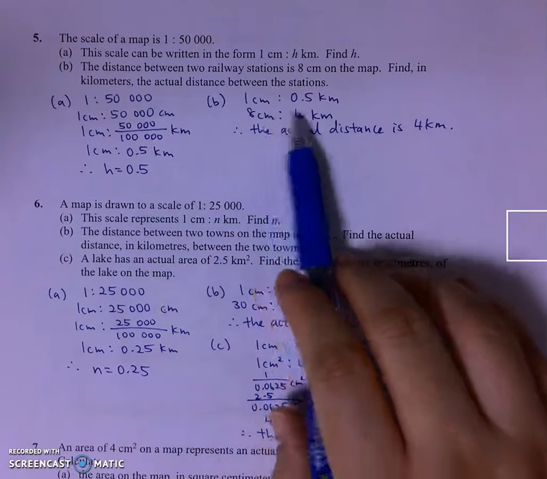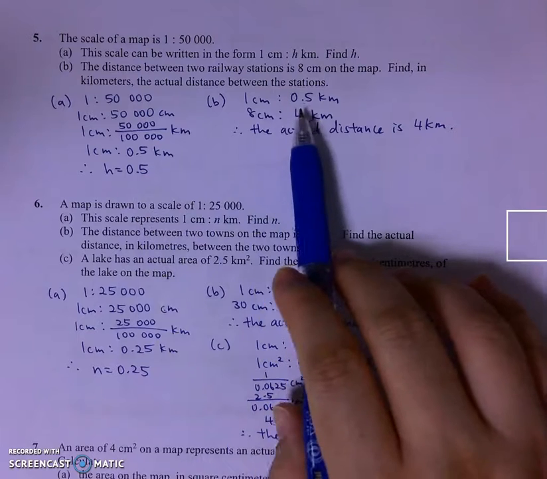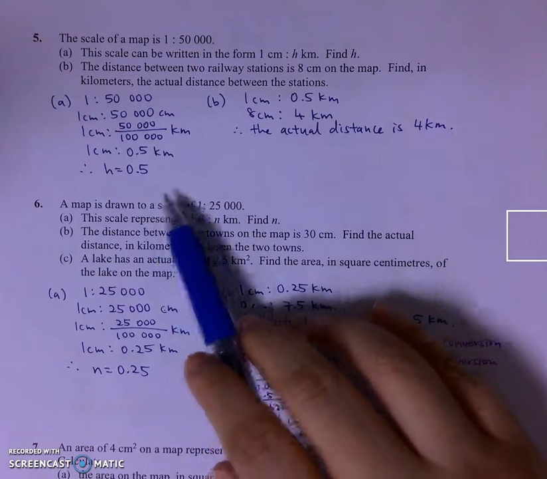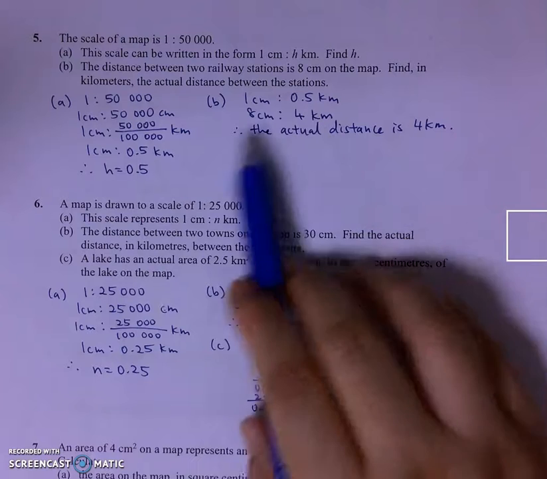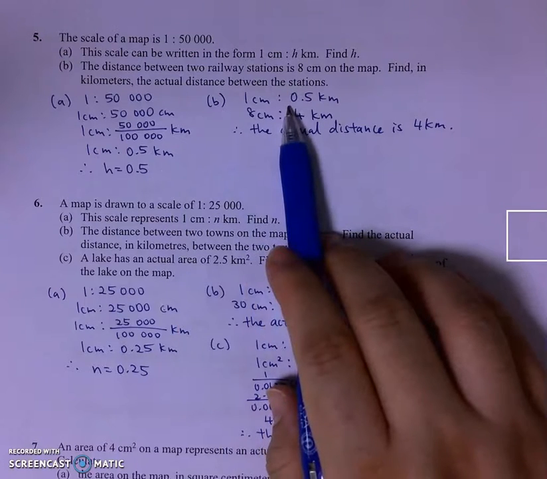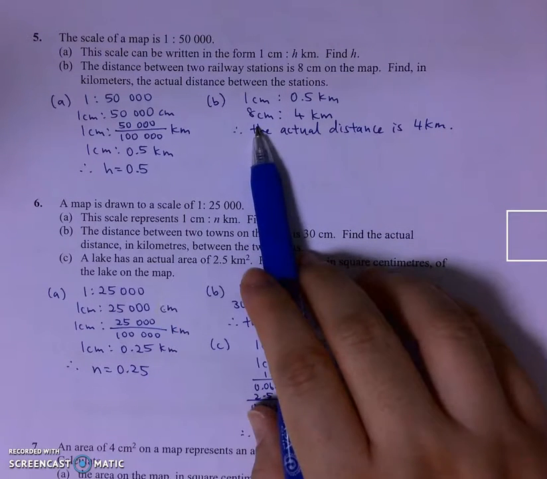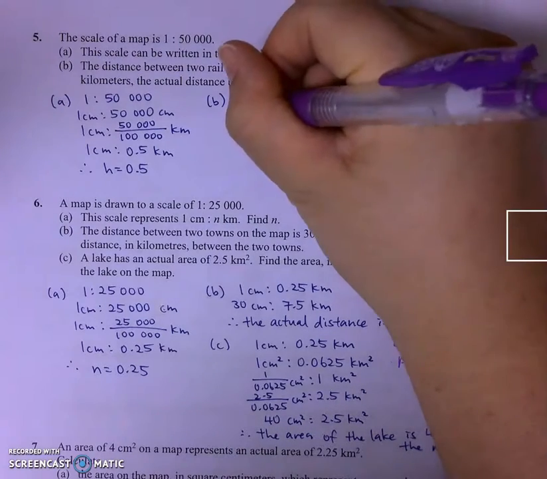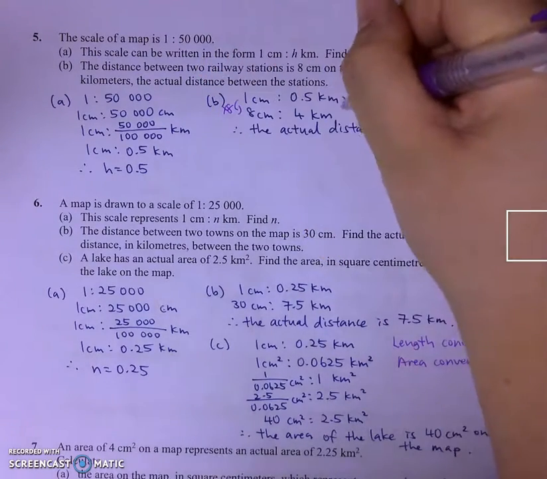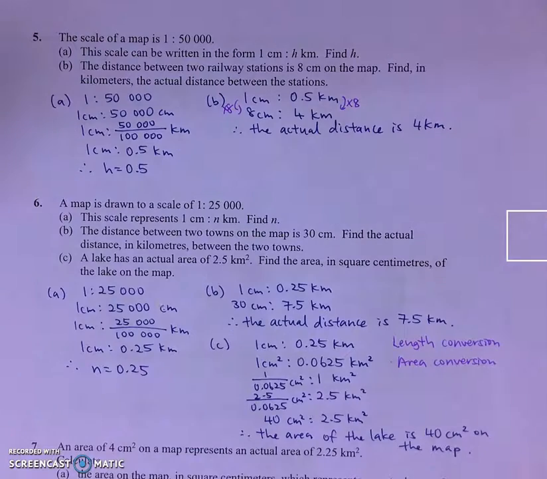Part B will be quite a simple calculation. Since I know 1 cm is to 0.5 kilometers from part A, 8 cm on the map will be represented by 4 kilometers. This is because I multiply by 8 on both sides.